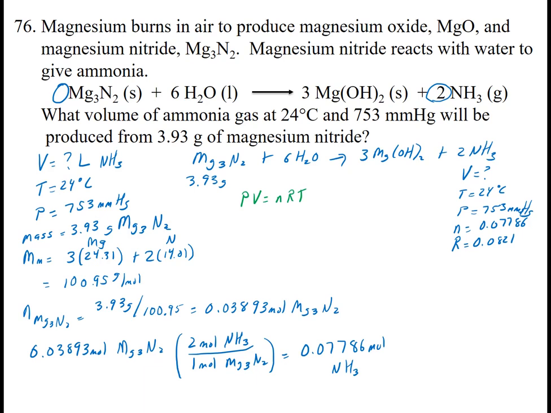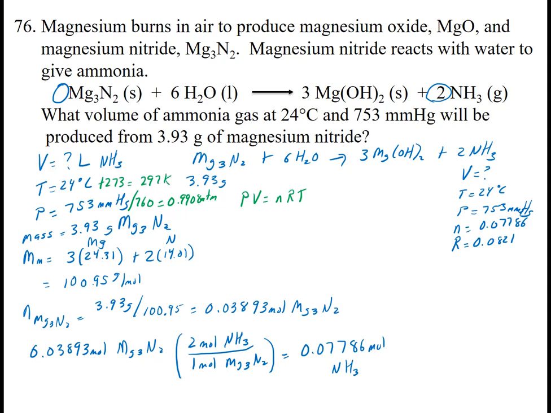So I have a pressure of 753 millimeters of mercury, but that has to be in atmospheres. So I'm going to divide by 760, and I get 0.9908 atm. My temperature has to be in Kelvin, so I add 273. That's going to give me 297 K.